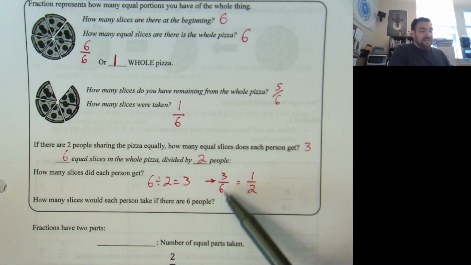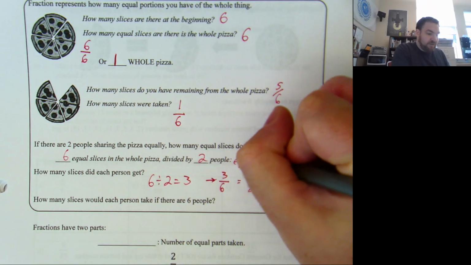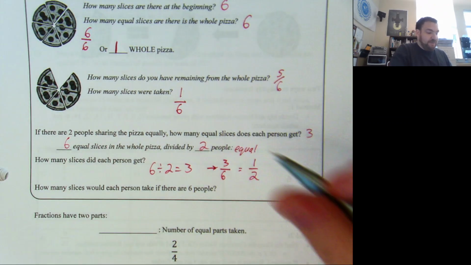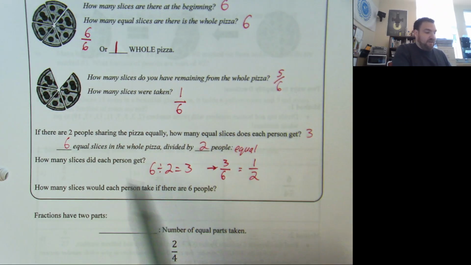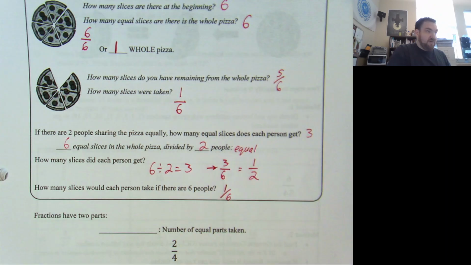So 3 of 6 slices, we say this is equivalent or equal to a half. And how we simplified that, we'll talk about it in a sec. So how many slices would each person take if there was 6 people? Well, if you had 6 people, each person took some of the 6 slices. You get 1 of those 6.